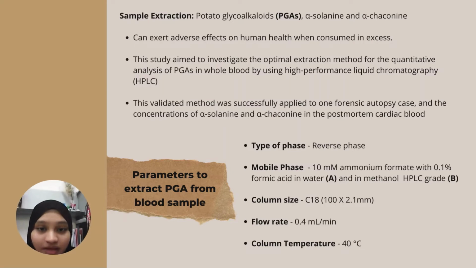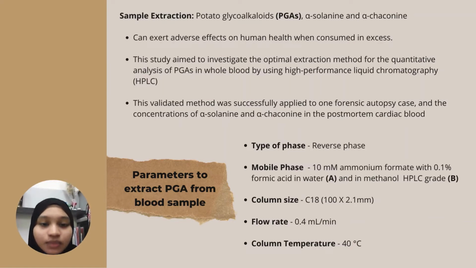It can exert adverse effects on human health when consumed in excess. So the study aimed to investigate the optimal extraction method for the quantitative analysis of PGAs in whole blood by using high-performance liquid chromatography, or known as HPLC. So this validated method was successfully applied to one forensic autopsy case, and the concentration of alpha-solanine and alpha-chaconine in the postmortem cardiac blood. So these are the parameters to extract PGA from the blood sample.